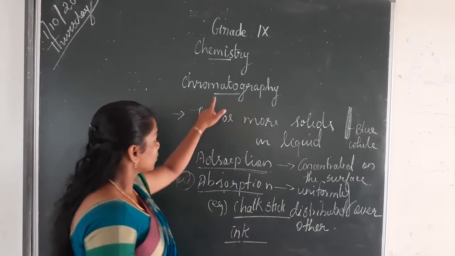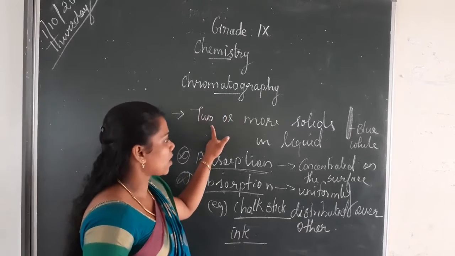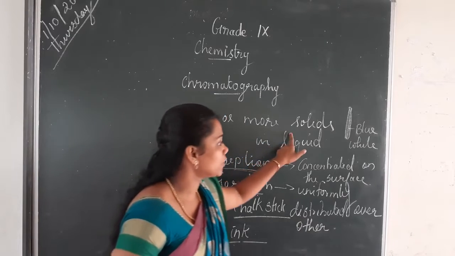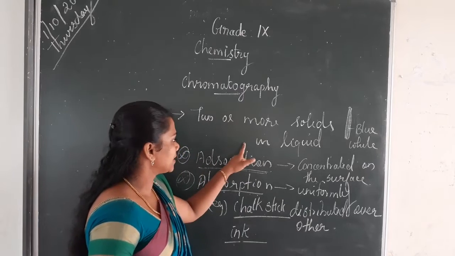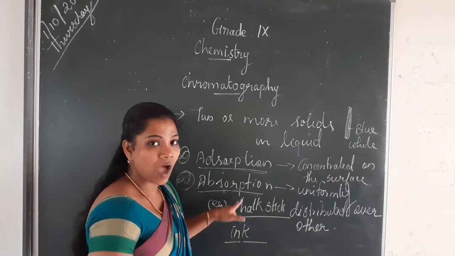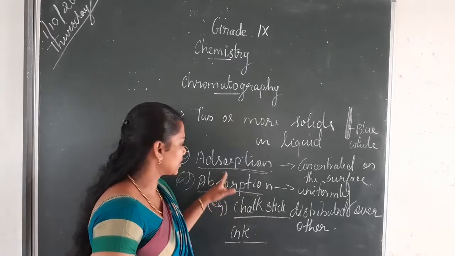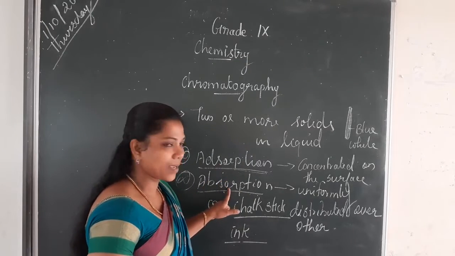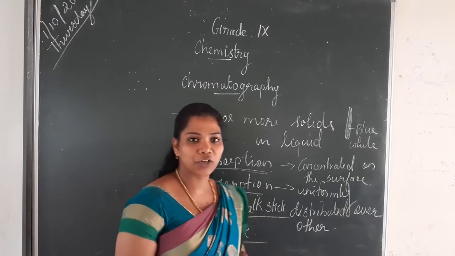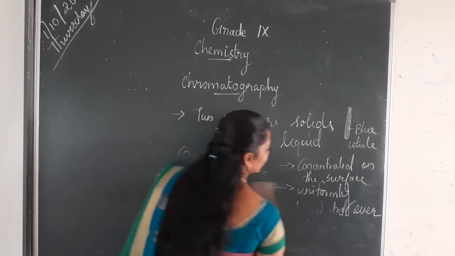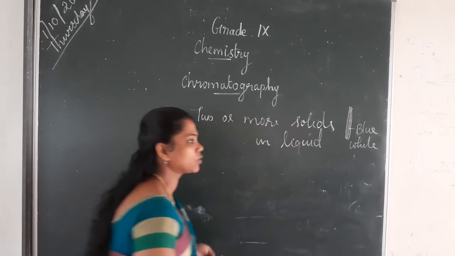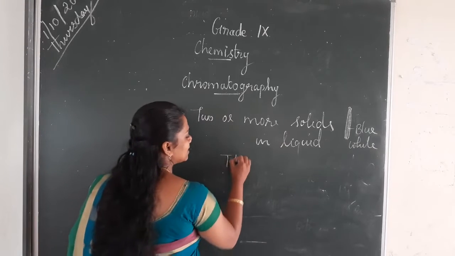So chromatography, this technique is employed for what? Separating two or more solids that are present in the liquid. Before seeing this, we should know what adsorption and absorption are. These are the two principles. And there are several types of chromatography, for example paper chromatography, column chromatography, thin layer chromatography. So many chromatography techniques are there.